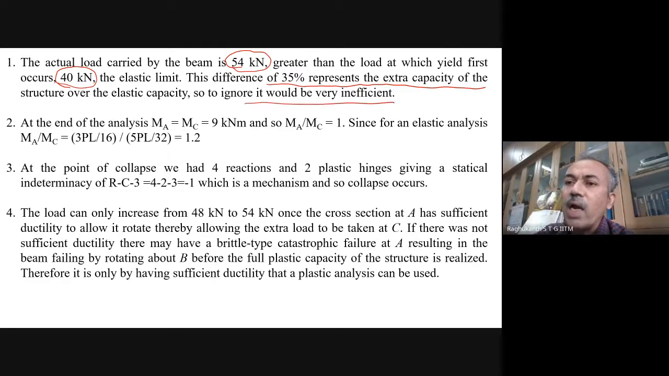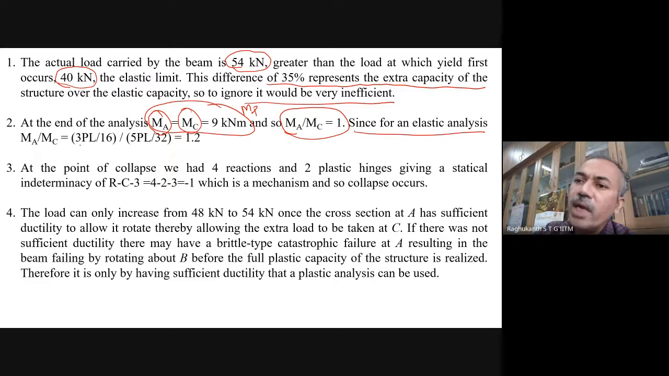Of course, at the end of the analysis, the most important observation was the bending moment at A and the bending moment at C. Both of them are the same and equal to 9 kilonewton meter. That is the plastic moment itself. This is the important assumption we have seen. If you find the ratio, MA by MC is 1 itself. Now in an elastic analysis, MA is 3PL by 16 and MC is 5PL by 32, so this ratio is essentially 1.2. These are elastic analysis.